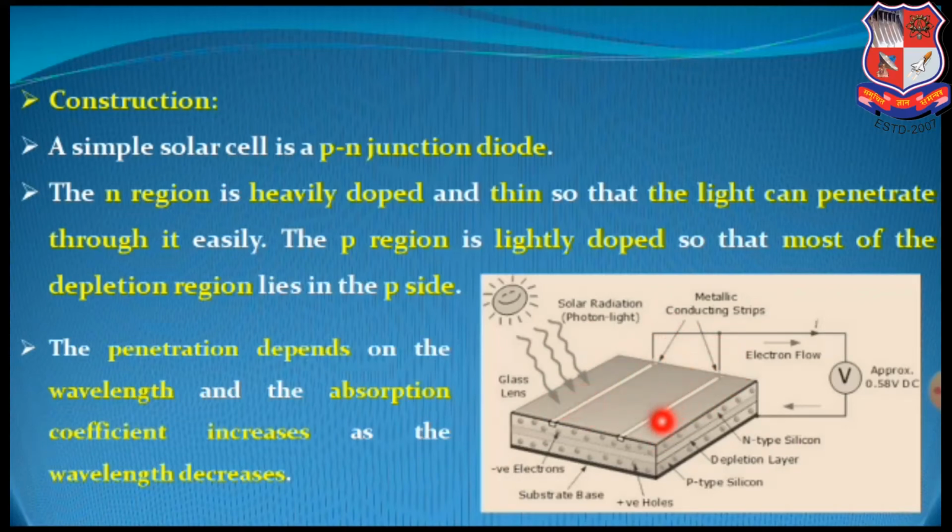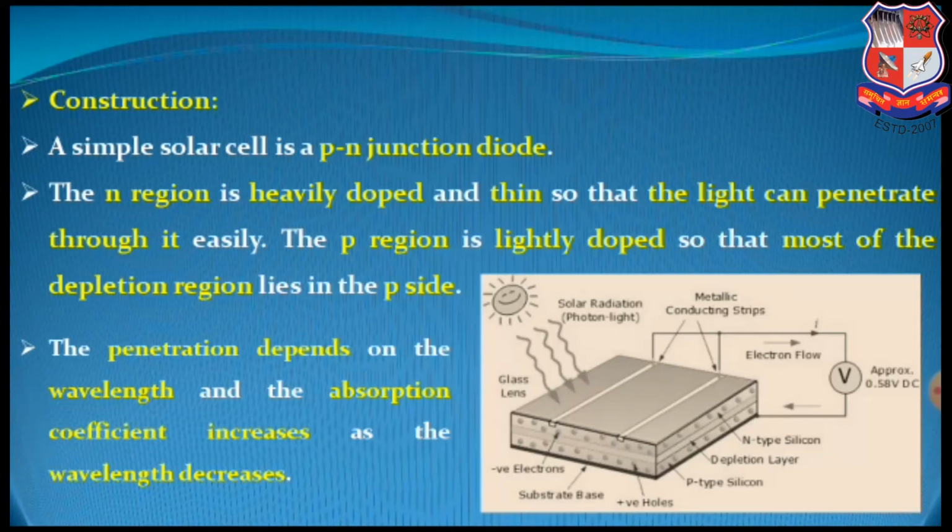The metallic contacts have been utilized, which are working as electrodes. This is very important: these are the conducting strips. As we all know, in n-type silicon we have negative electrons. In p-type silicon we have positive holes. And the bottommost layer is used as the substrate base.